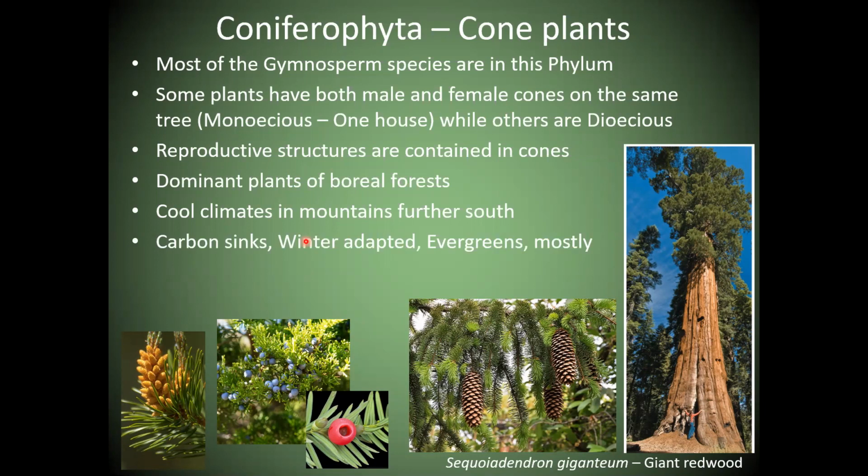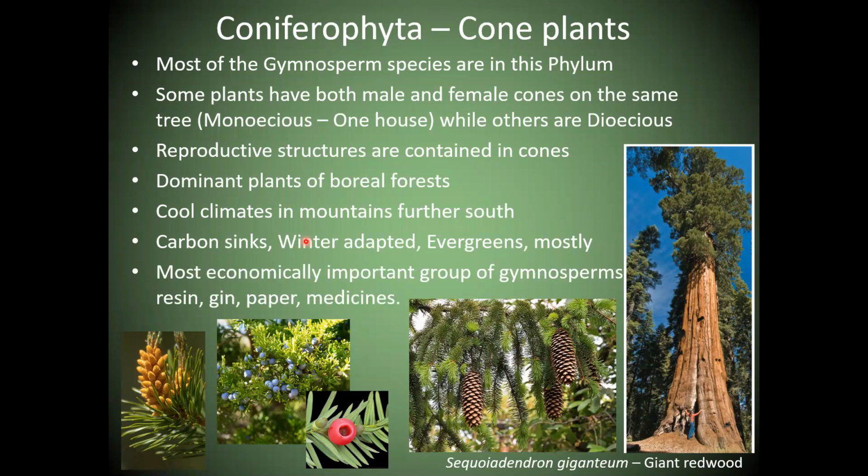Extremely good carbon sinks. They are very efficient at photosynthesis because they can photosynthesize year round. Well adapted to winter, they remain active during winter, don't become dormant. And I did mention that they are evergreens. Well, there are a few conifers that do shed leaves partially or fully, but most of them do not.